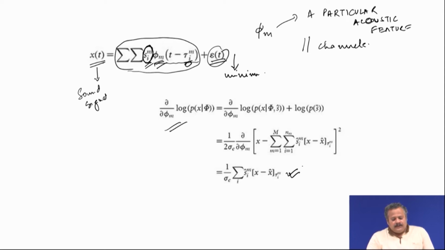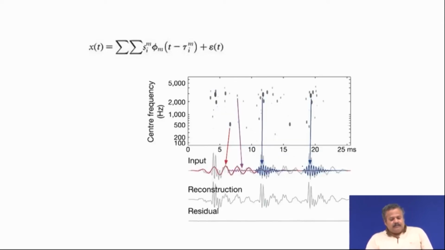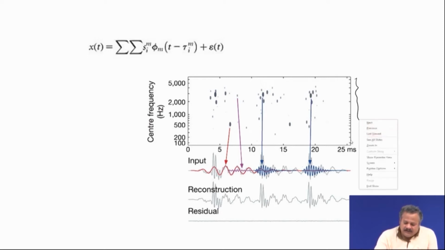So by using this gradient and with appropriate steps of learning, they used different types of data sets in order to see what are the optimal phi m's that efficiently encode the auditory signals. What are the optimal phi m's that emerge? So here is the idea that they found.